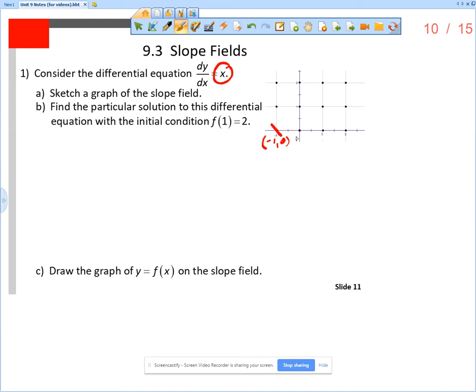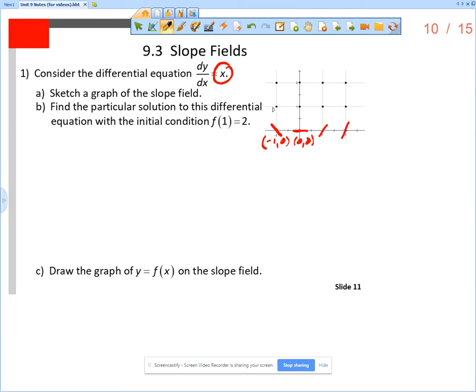Going over here, 0, 0. What is that? Well, 0 is the x, so that means dy/dx equals 0, meaning a horizontal line segment. This is 1, 0, so that means the slope is 1. This is 2, 0, so the slope is 2. Okay, so notice -1, 0, 1, 2, right? So this 2 is a little steeper than 1.